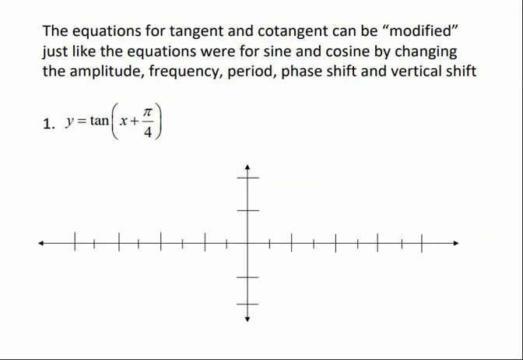Now we can modify the graphs just like we did for sine and cosine, by changing the amplitude, the frequency, the period, the phase shift, and the vertical shift. In this first example, we have y equals the tangent of (x plus pi over 4). Remember, if it's in the parentheses being added or subtracted to the angle, then that is a phase shift, and it's opposite of what you would automatically think. Positive is going to move to the left. So we have a phase shift of negative pi over 4, which means our graph is going to shift to the left pi over 4 radians.